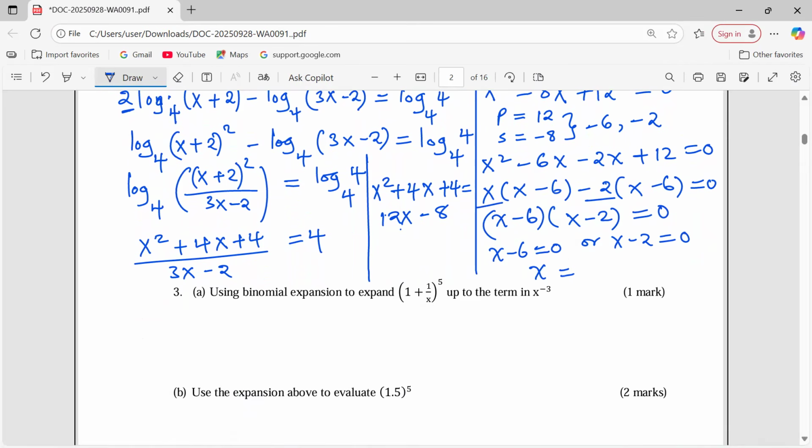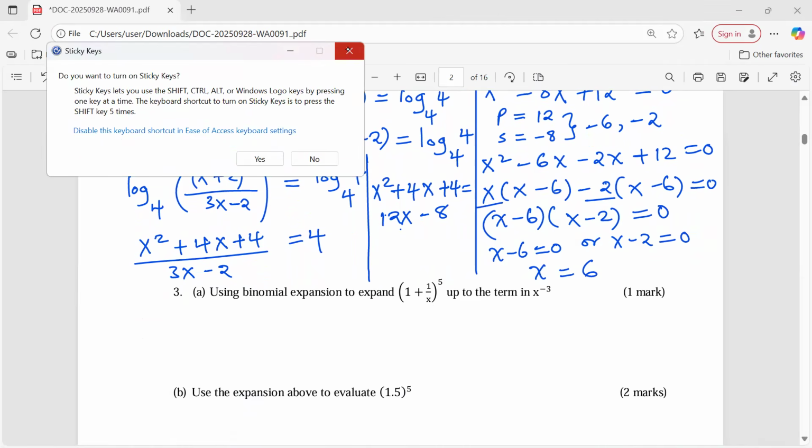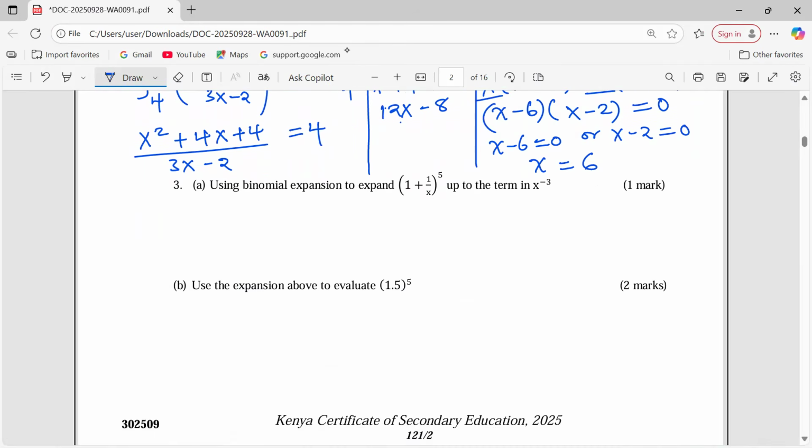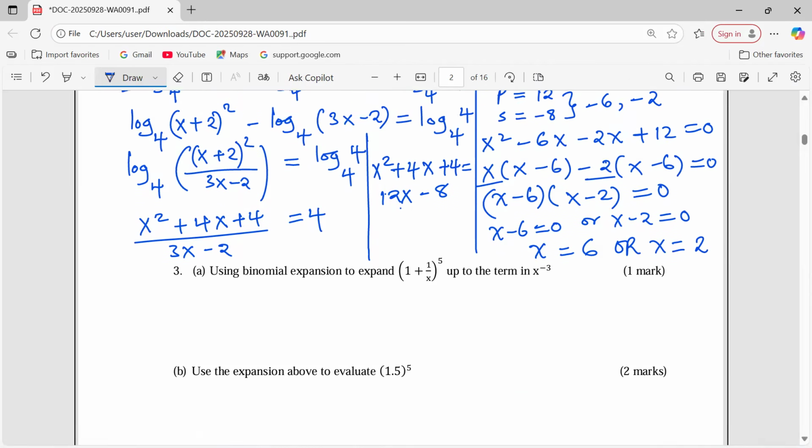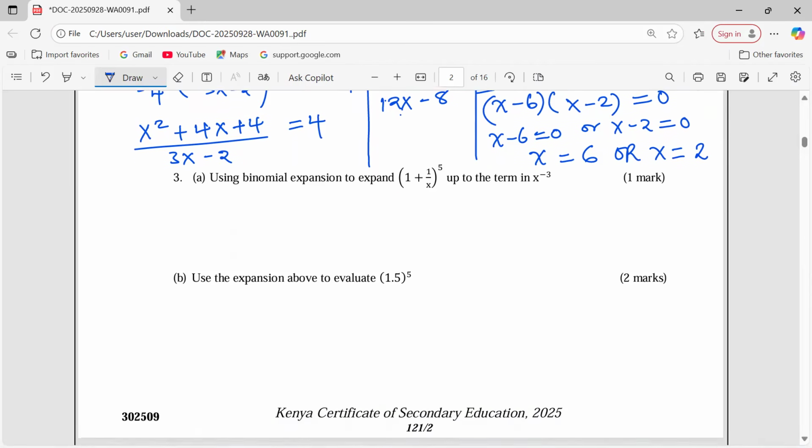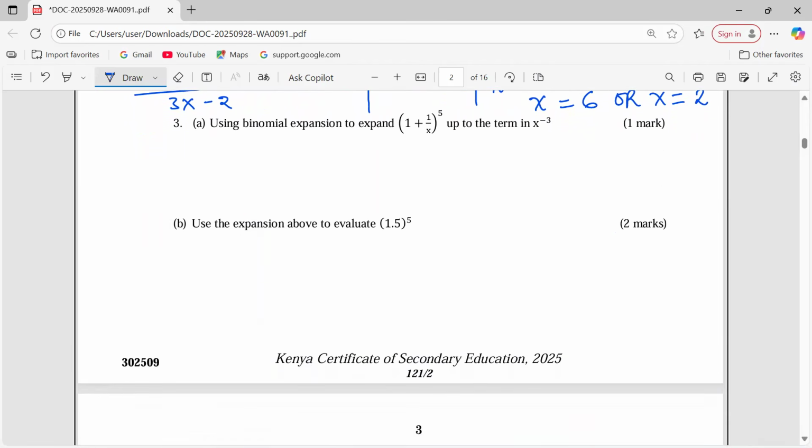So either x minus 6 is 0 or x minus 2 is 0. So the first option for x is 6, and the second option for x is +2. Those are the two possible values of x from that equation. We can proceed to solve number 3, which is on binomial expressions and expansions.